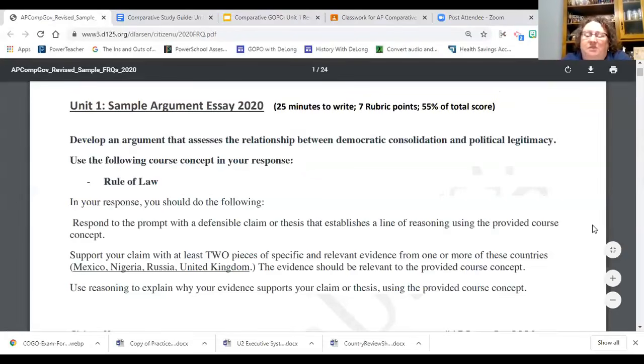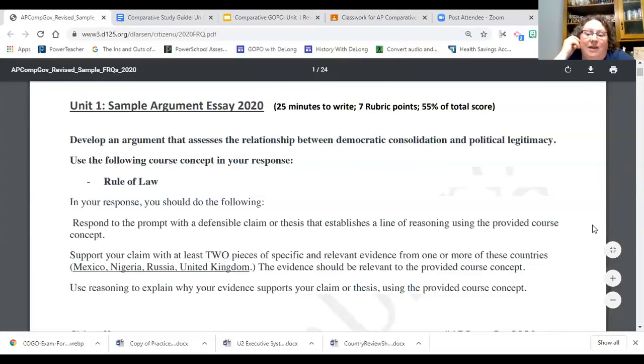Now, the concept, of course, has to be rule of law. So what role does rule of law play in all of these? Remember that rule of law is an essential part of democracy. In your response, you have to have a defensible claim, a thesis, and then two pieces of evidence, and the evidence comes from the two countries that we study. Now, for the countries you're given a list. I imagine that, much like US government, where you only got two required documents, you will probably not get much choice in your country. They typically give you four. I'm going to imagine they're only going to give you three, maybe two.